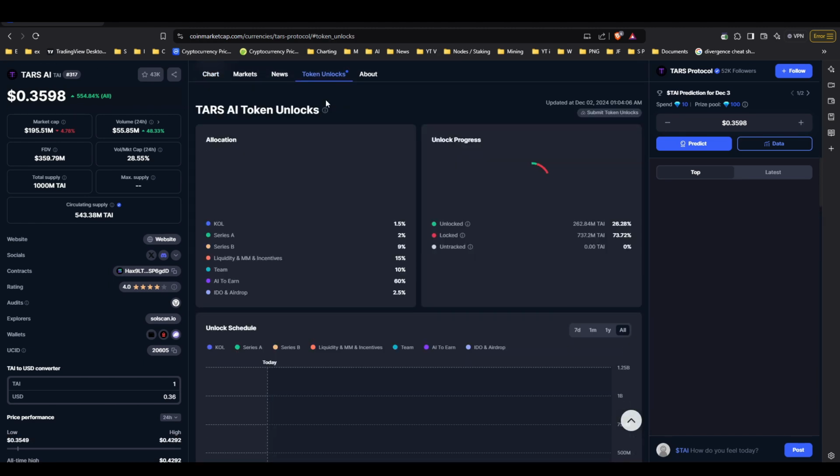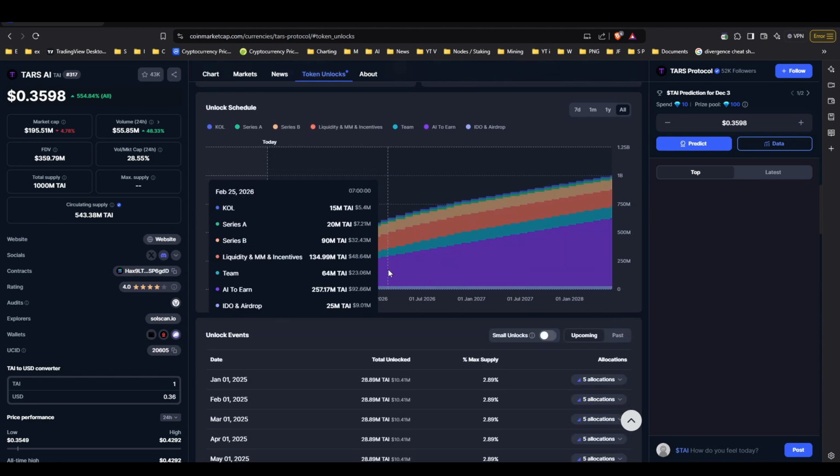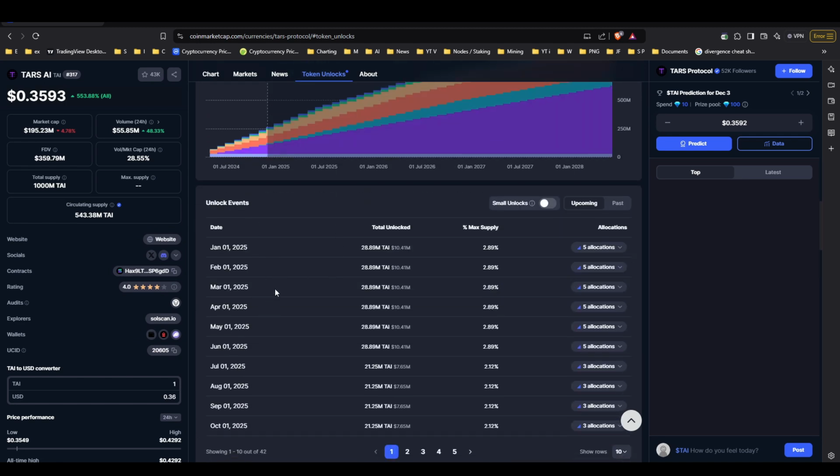Also, token unlocks. This is important as well. Are the early investors going to dump on you? Once again, I do have videos on this, so I won't go too much into this. Let's go back to the chart.